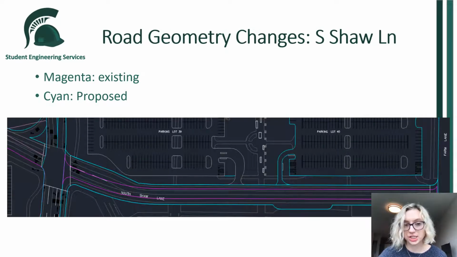Moving into the road geometry changes, the majority of the paved area that we are working with in the scope is staying the same. We just wanted to highlight a few areas where it's changing. The big one is definitely South Shaw Lane because we're expanding a little bit to the north and a little bit to the south. There's going to be reduced areas for lots 39 and 40, and we're encroaching on a little bit of that sidewalk that's going to be removed south of Shaw Lane. And then in the figure, the existing road is shown by the magenta, and then the proposed is the cyan.